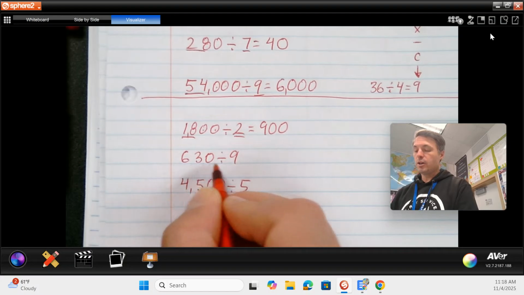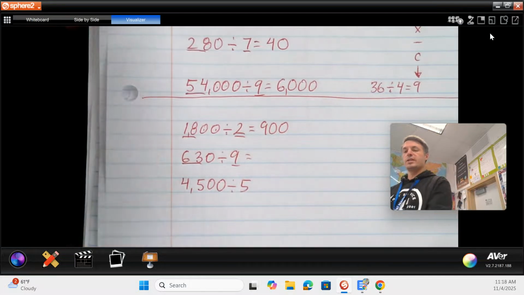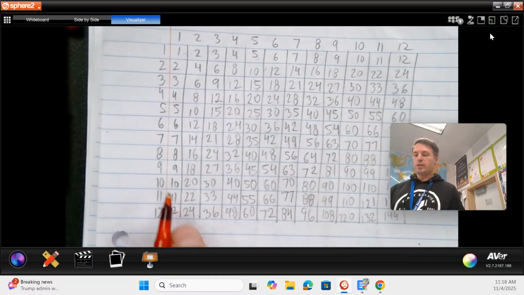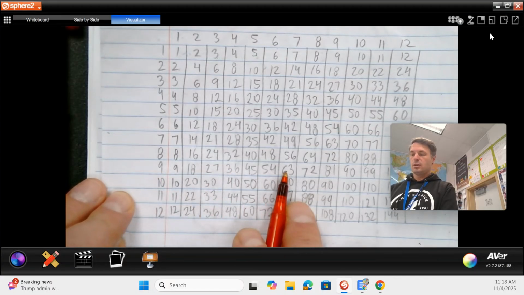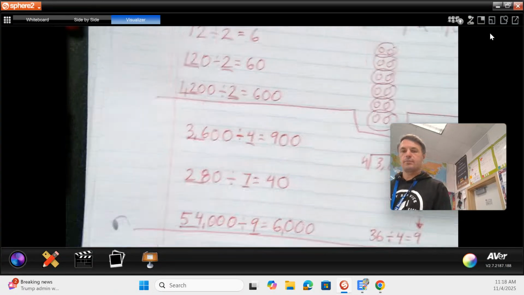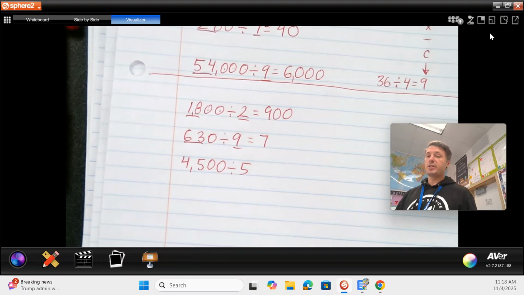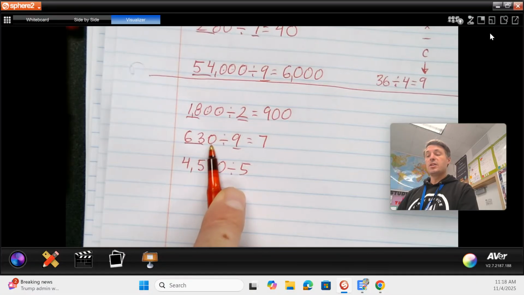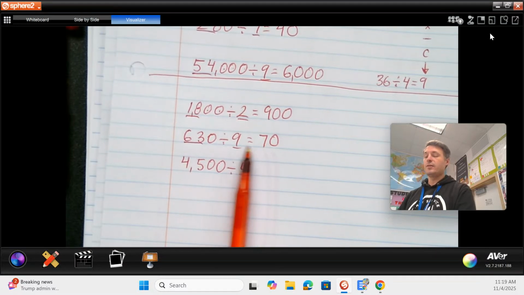Okay, now here, 630 divided by 9. Do 63 divided by 9. And if you don't know what 63 divided by 9 is, again, you can use your times table chart. You go to 9, you find 63, and then you go straight up. So 63 divided by 9 equals 7. So we put a 7 here. But 630 divided by 9 isn't 7, because we have to take this 0 in the dividend and drop it to the right of the 7 in the quotient. So 630 divided by 9 is 70.